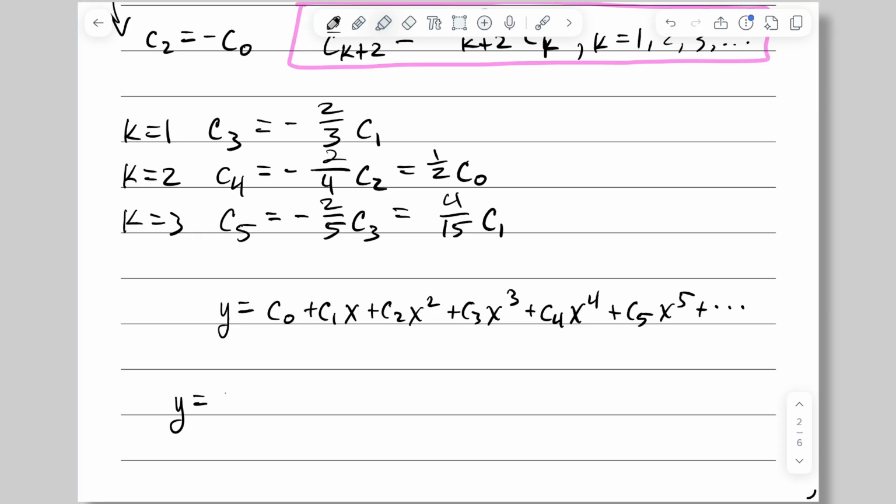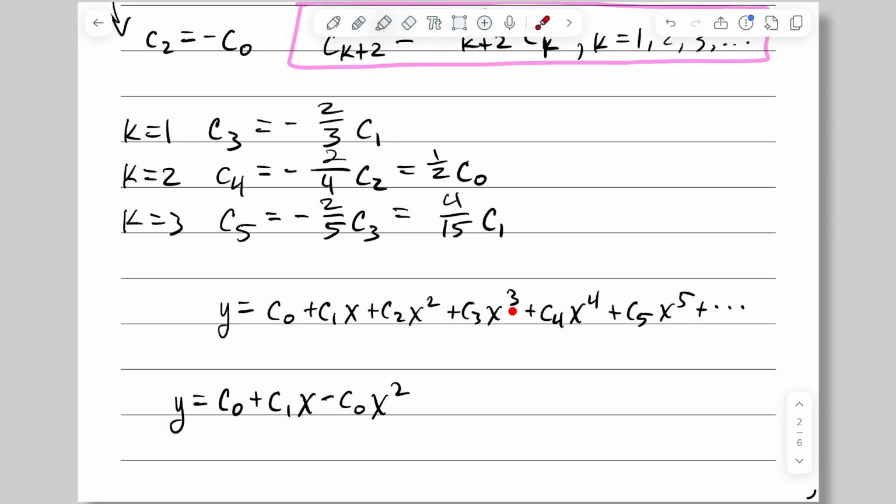So our solution is y equals c sub 0. I don't have any information about c sub 0, so I just have to write that down. I likewise still don't have any information about c sub 1, so I'll write down c sub 1x. But when we get to that c sub 2x squared, c sub 2 is negative c sub 0. So now our solution is y equals c0 plus c1x minus c0x squared.